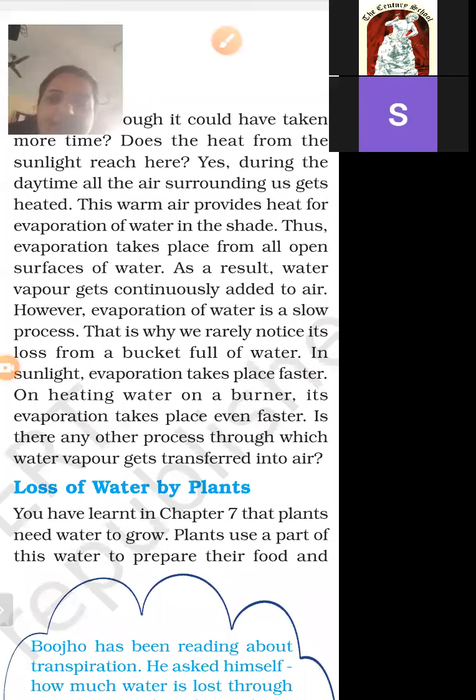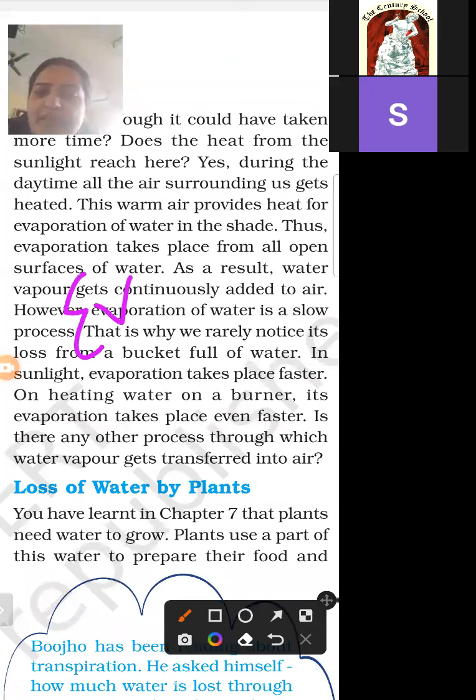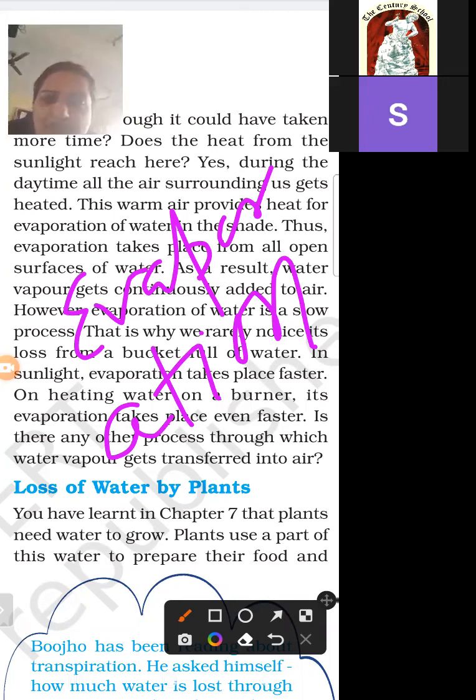Is there any other process through which water vapor gets transferred into the air? In evaporation, where does all the water go? Into the air. So where does the water in the air come from? By the process of evaporation. And what is another process of getting water into the air?